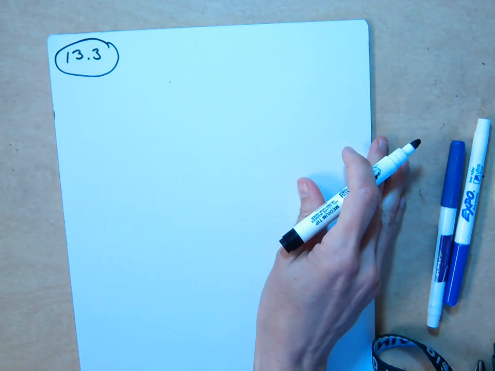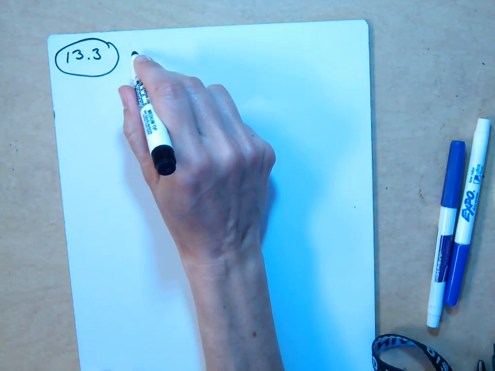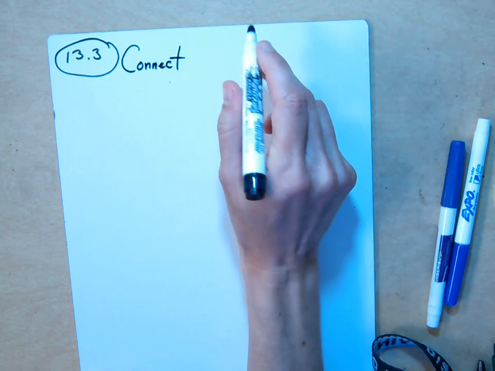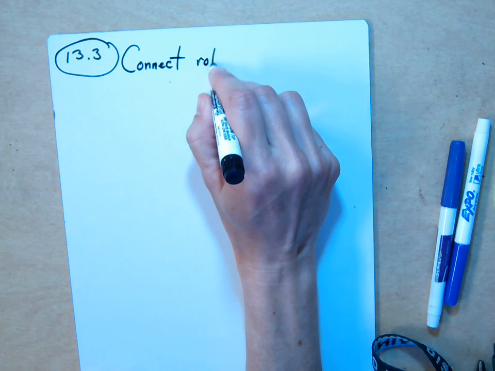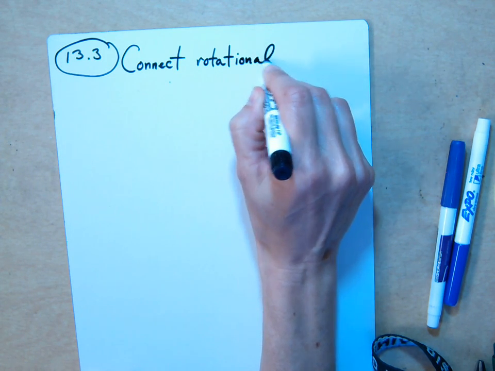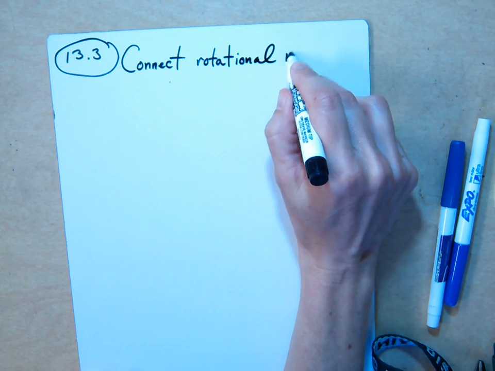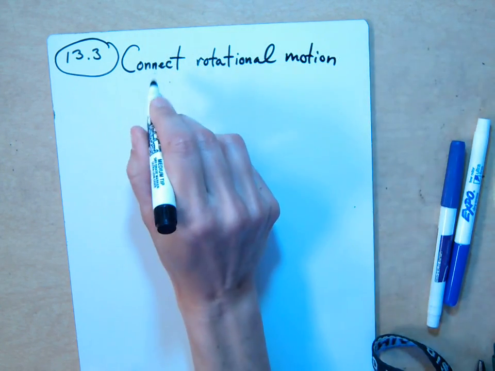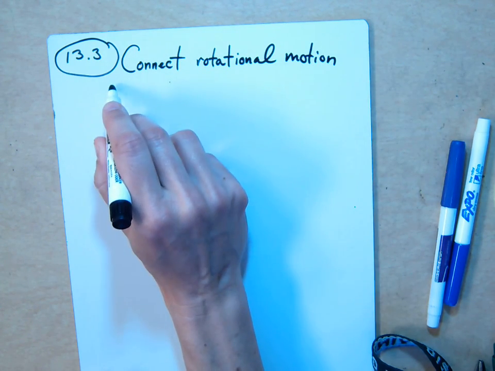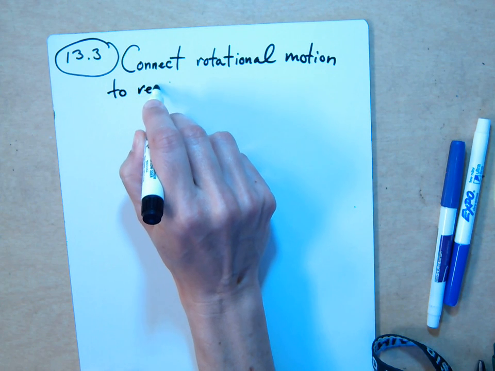Section 13.3, we are going to eventually evaluate the 6 trig functions, but the concept here is very important, and I'm going to draw this picture. This is how we connect rotational motion, where our angle starts at 0 degrees and we rotate counterclockwise, to rectangular motion, which is what we're used to: right, left, up, down.